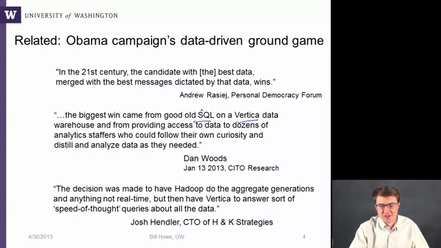But it is a SQL database, and SQL sometimes gets a bad name in data science contexts as the old guard that can't possibly be used for analytics and doesn't really make sense in today's era. But don't believe it, right? It has a role to play in many cases. And here, they did use Hadoop to do the aggregate generations of anything not real time, he says here. But for the speed-of-thought queries about the data, they used this Vertica database. Okay, and so we'll come back to systems in several segments from now.